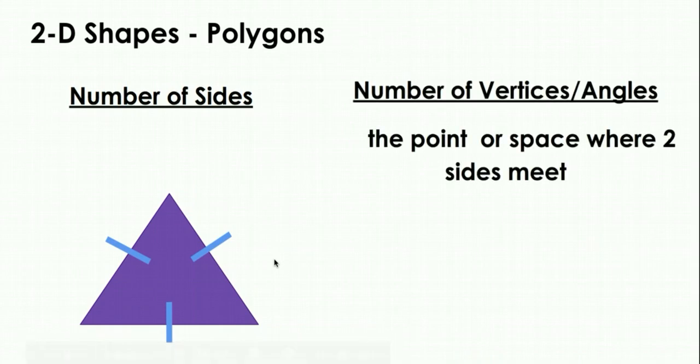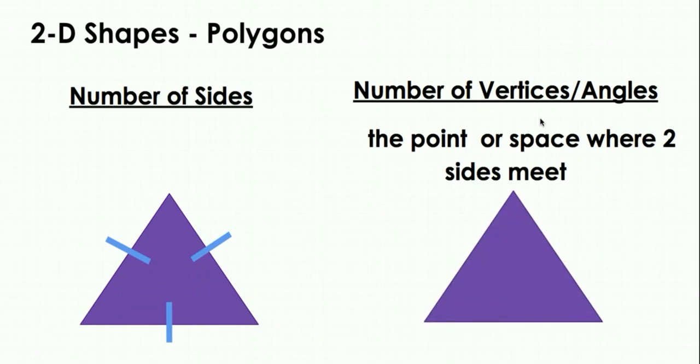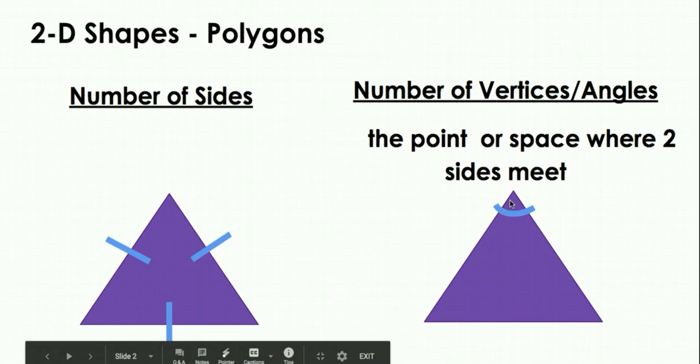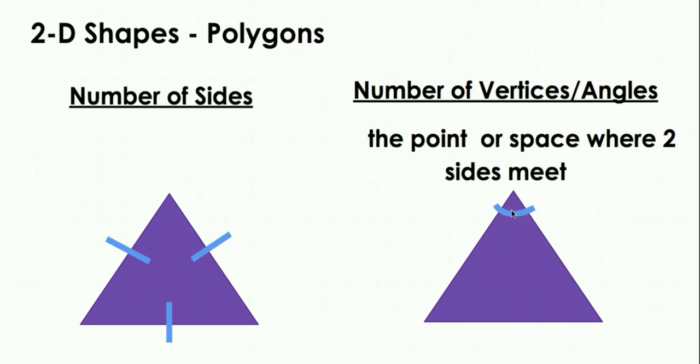We also can identify polygons by the number of vertices or angles. A vertice is the point where two sides meet, and an angle is the space where two sides meet. Let me show you on the same shape. So let's look at the number of angles. This big C kind of shape marks the mouth of that angle. This side meets this side in this space here. This is the angle of the shape. The point itself right up top would be the vertice.